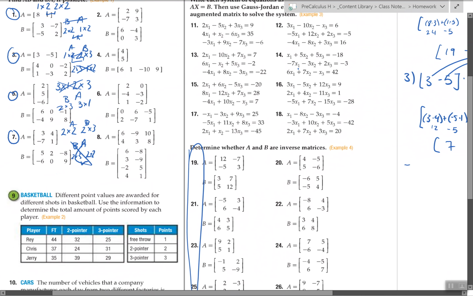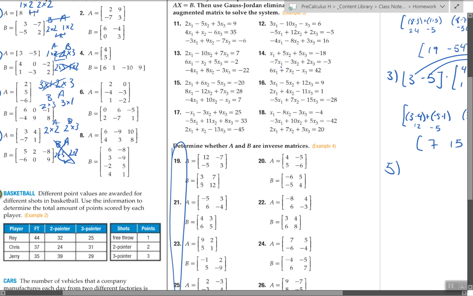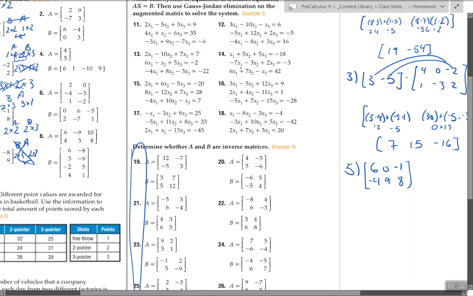Number 5, we said it was BA that worked at this time, so we've got B, which is 6, 0, negative 1, negative 4, 9, 8, and then 2, 5, negative 6 is A.